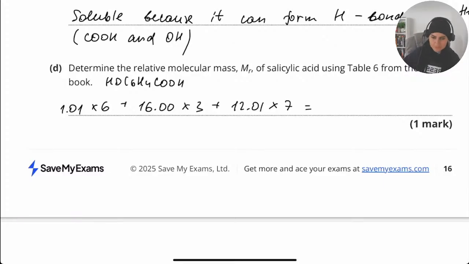Remember, in paper 2 we are writing relative atomic masses to 2 decimal places, just like in the periodic table. Plus 12.01 times 7, which is 138. Okay, this one, don't quote me on that one, okay? You can double check if I messed it up, just you know how to find them.